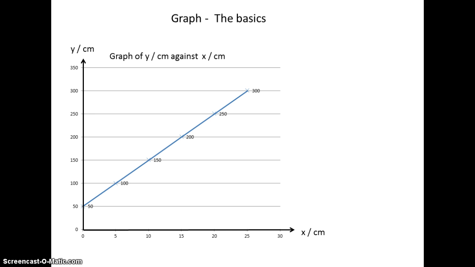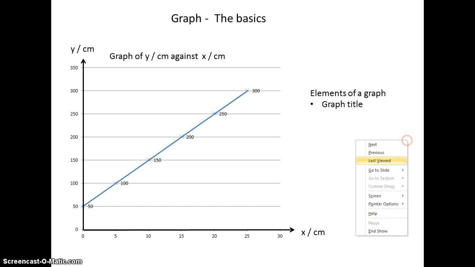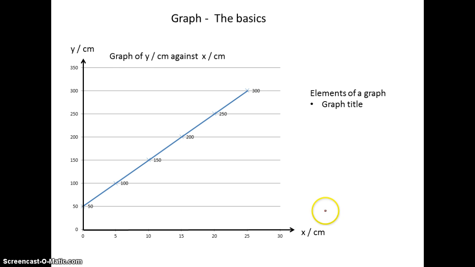Now, after looking at the data table, we want to look at the graph. So I'm going to go through the basics of a graph. There are a few parts to take note. First is the elements of a graph. Each graph must be accompanied by a graph title. As you can see, this is my graph title, graph of y against x cm.